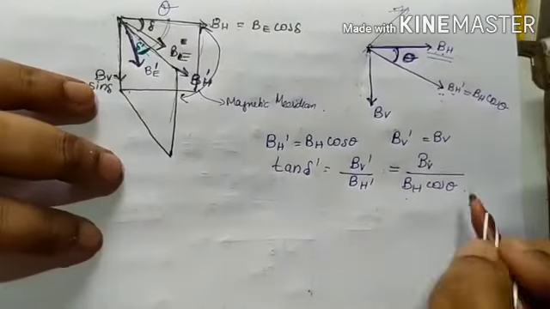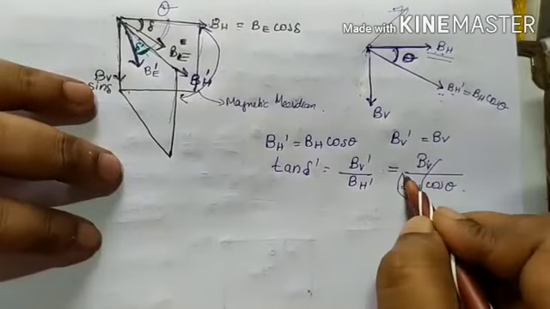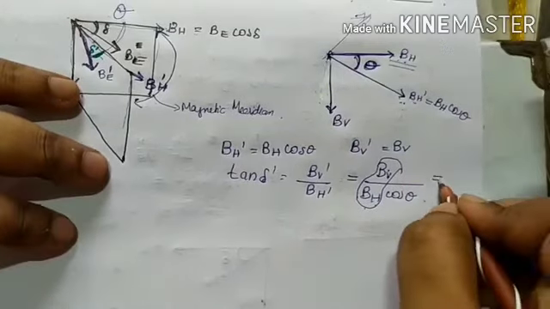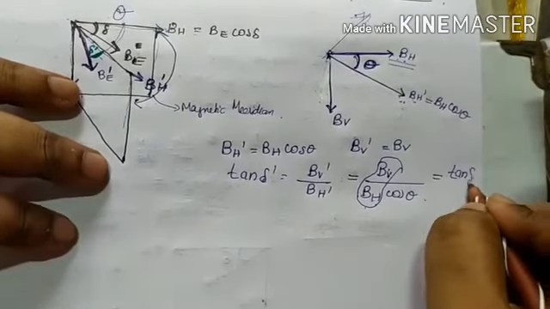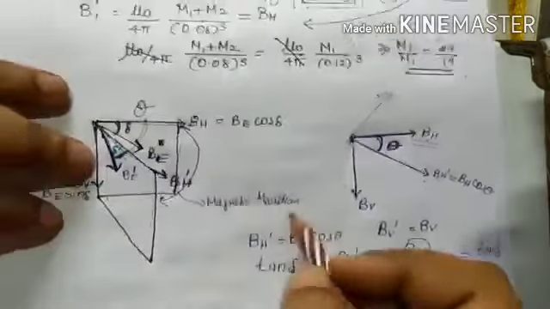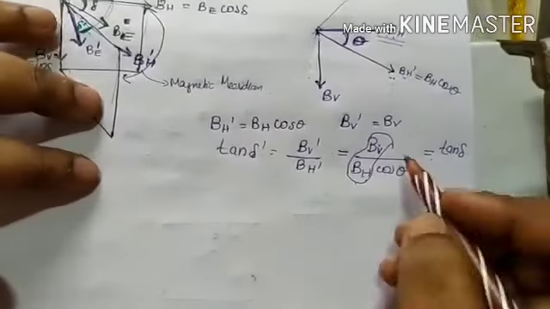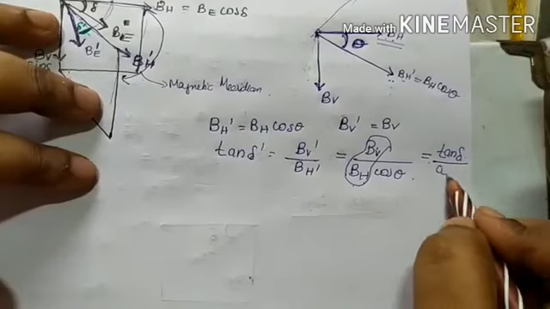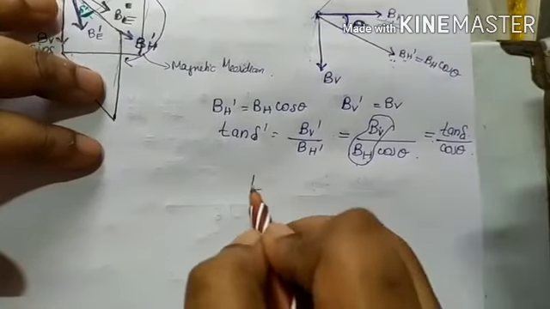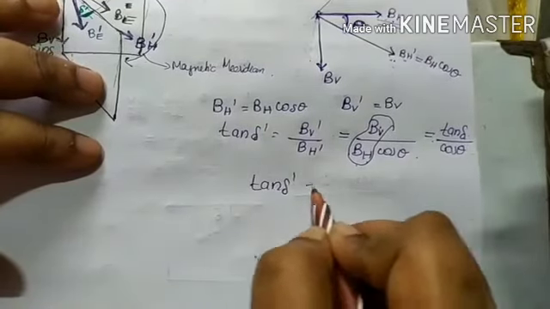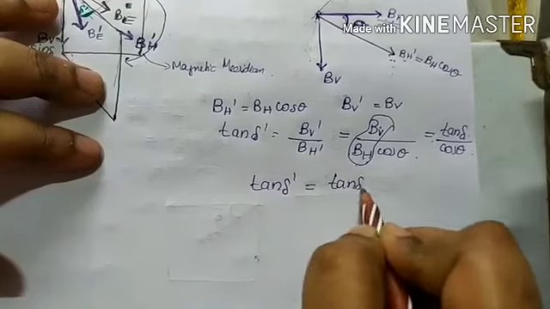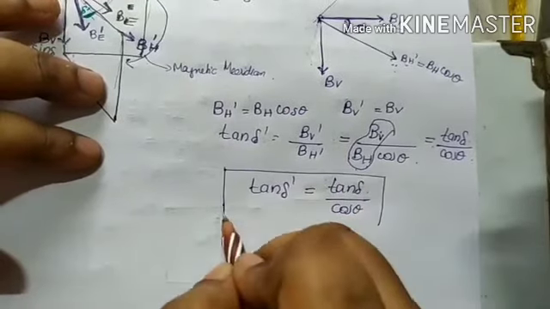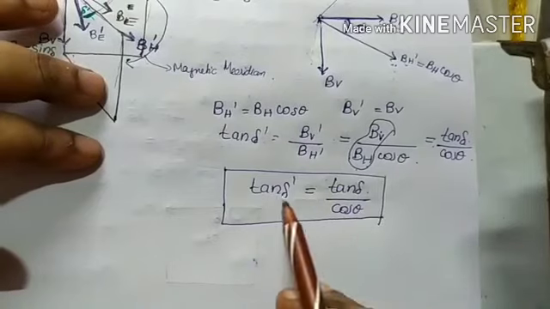Now, what is BV by BH? I have just written it: BV by BH is tan delta, the tan of the true dip angle. So tan delta divided by what is remaining, just cos theta. I am rewriting: tan delta dash is equal to tan delta divided by cos theta. That is the relationship between the apparent dip angle and the true dip angle.